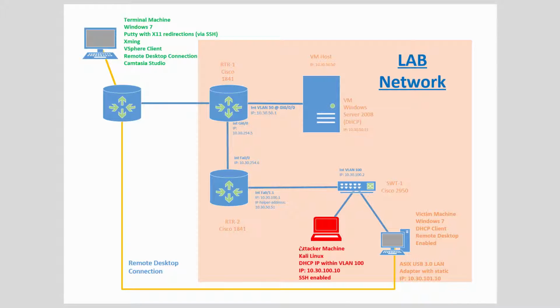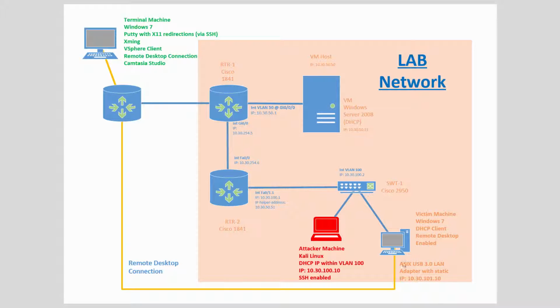The attacker machine, which is a Compaq netbook with a fresh install of Kali Linux, initially gets its IP address from the DHCP server. Also the victim machine. The victim machine has two Ethernet adapters: the one built into the laptop that is connected directly to the Cisco 2950 and configured to dynamically get an IP address from the DHCP server, as well as a USB 3.0 A6 LAN adapter that is statically configured.